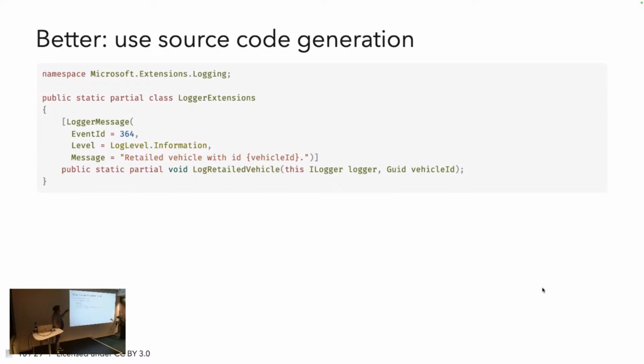So you now define partial classes. You also define partial methods. But the good thing is you don't need all this Action stuff anymore. You can just define your method on the ILogger interface with all the parameters you have. And then you define the attribute on top of it with your message template and the level and the event ID if you want to have something like that.